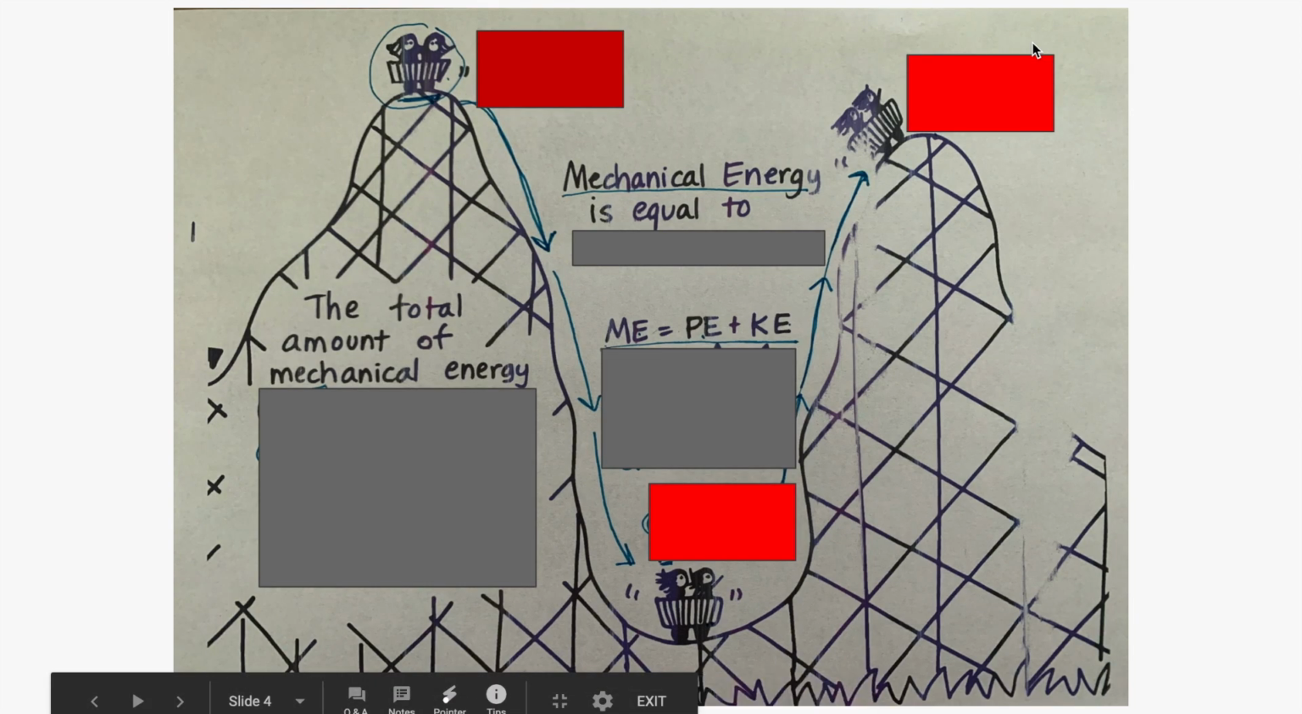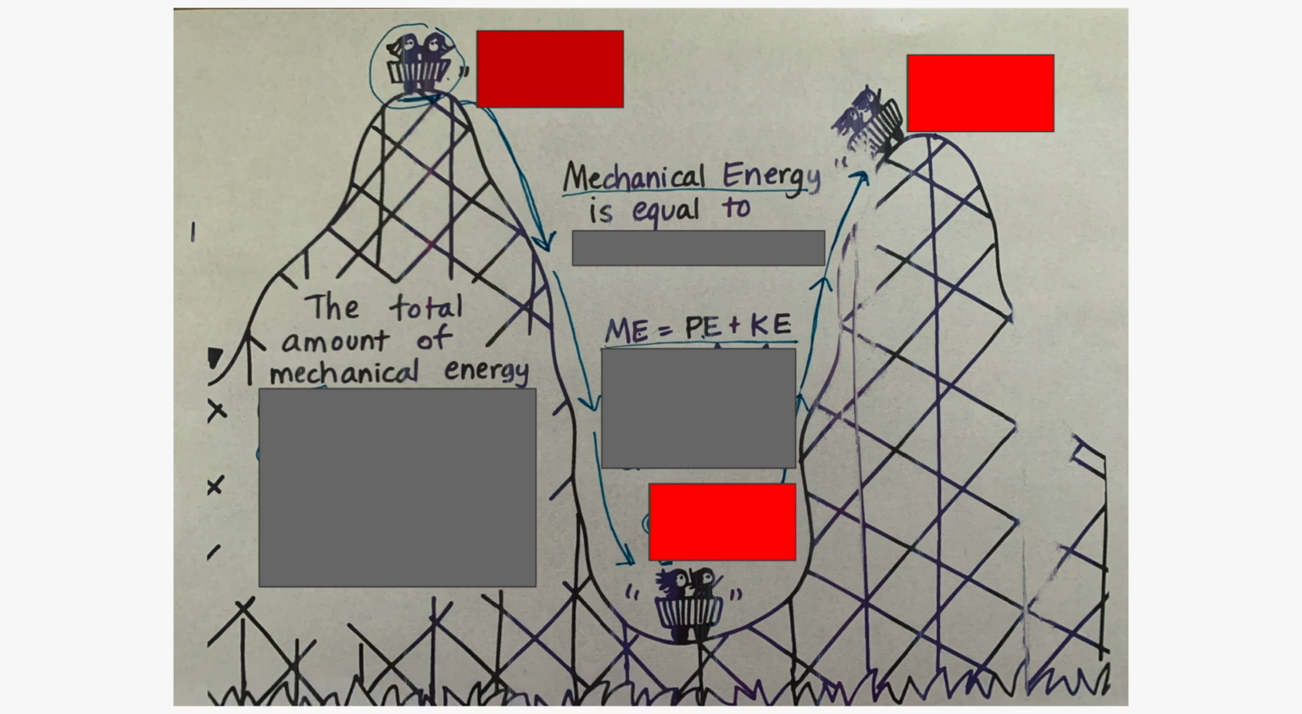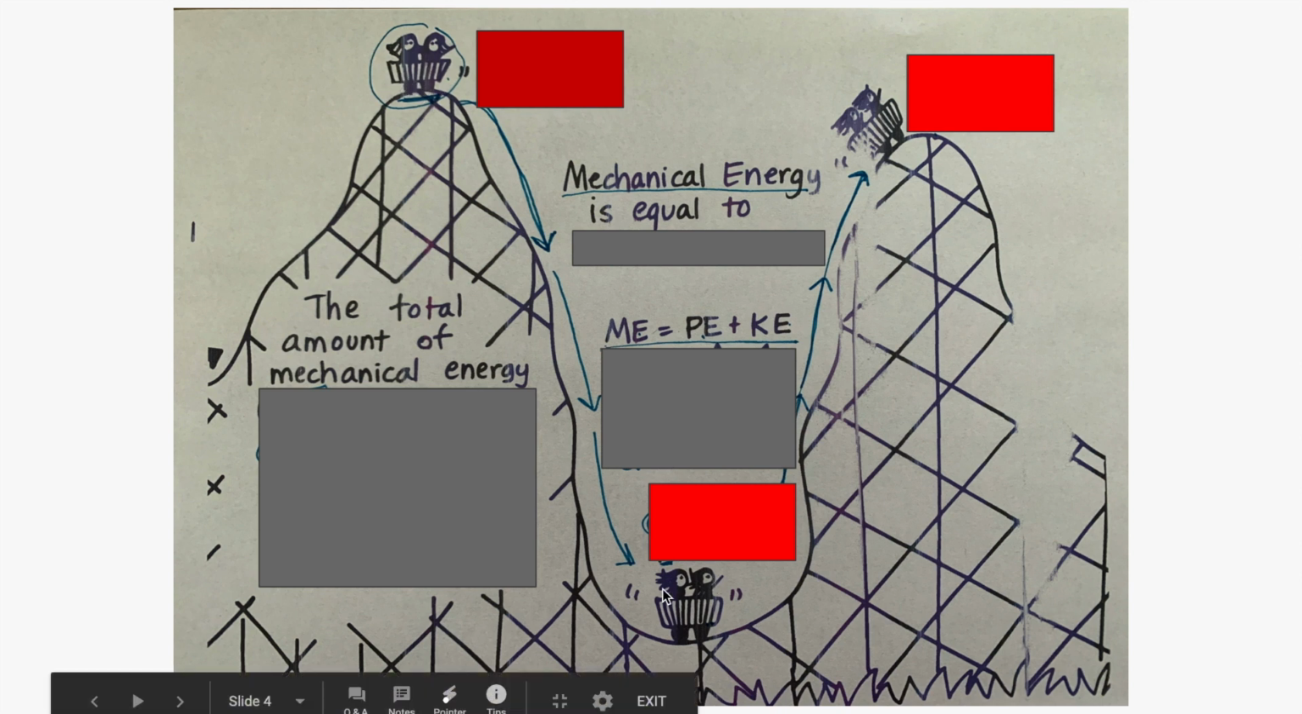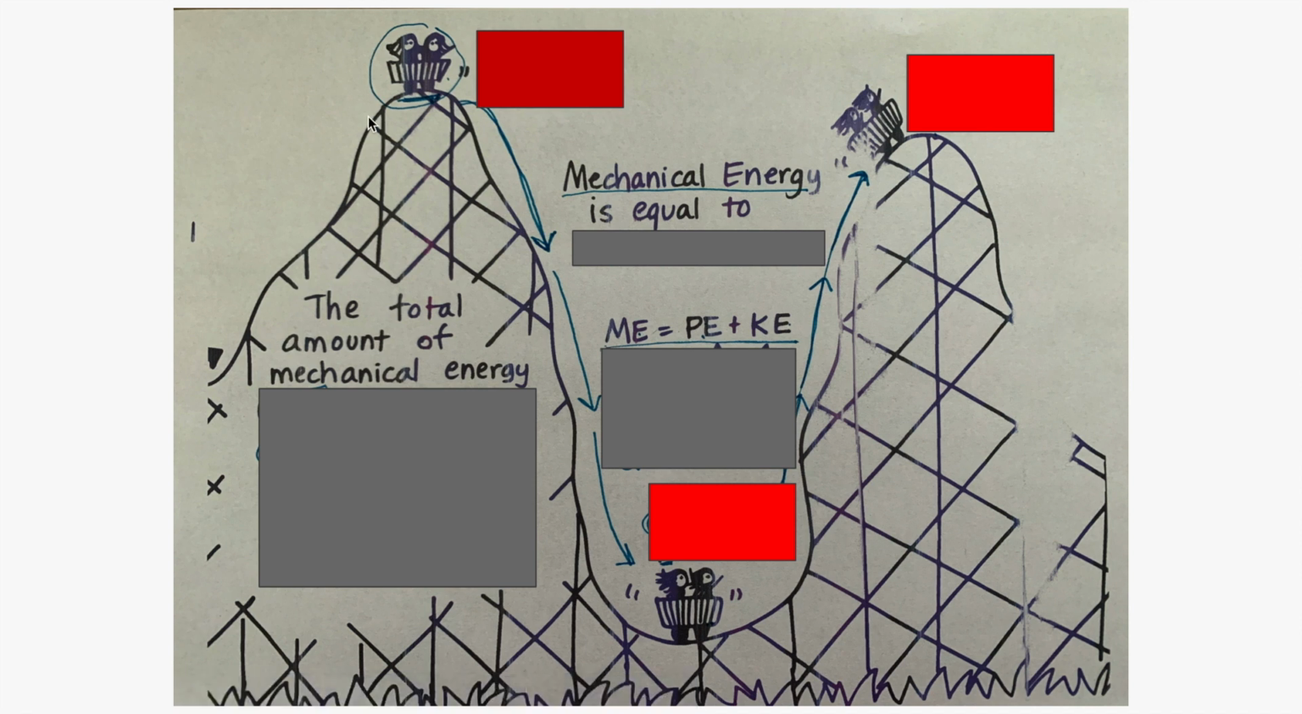So now that we know about potential and kinetic energy and the energy transformation, we can take those and put them into a roller coaster example. So we're going to determine how much kinetic and potential energy each roller coaster cart has at each of the 3 stops. And then we'll talk about this term mechanical energy.